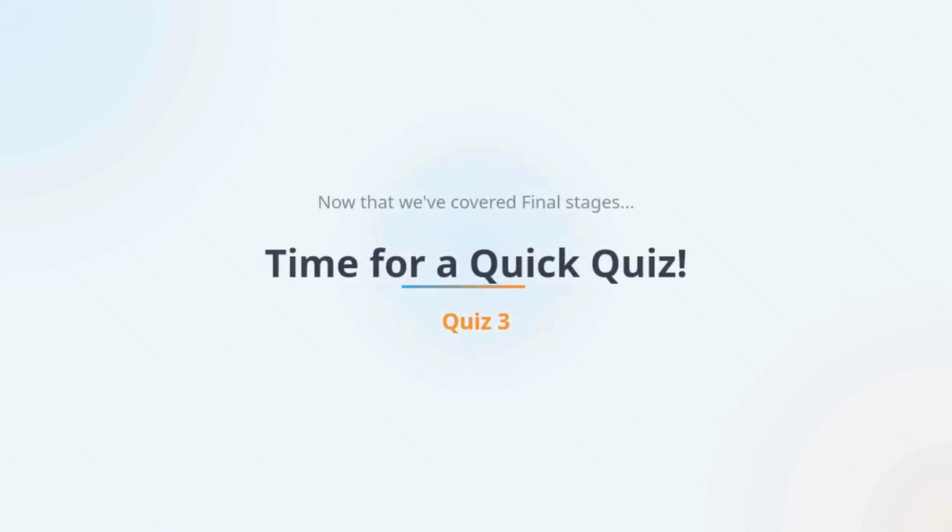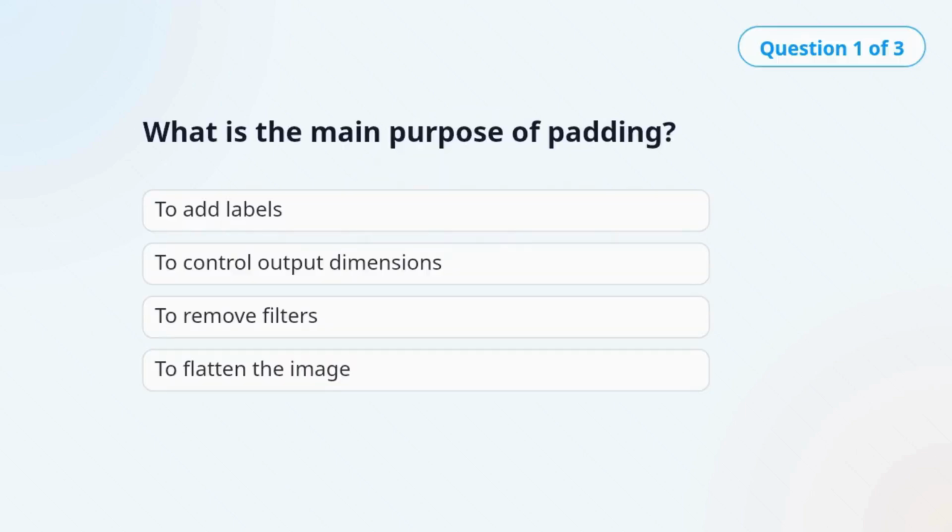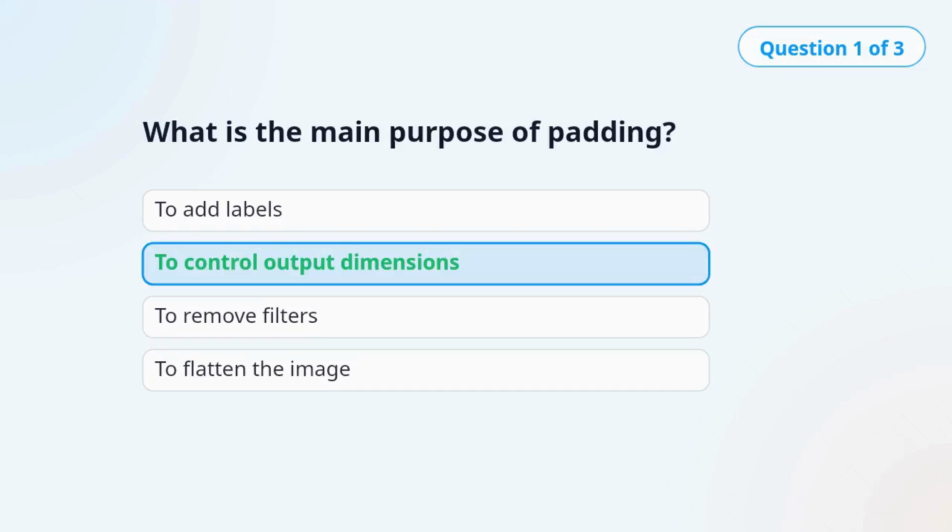Now that we've covered the final stages, let's test what we've learned so far. Here's quiz number 3. See if you can get it right. Question 1. What is the main purpose of padding? The correct answer is to control output dimensions. Padding adds border values, usually zeros, so we can manage how much the output shrinks.